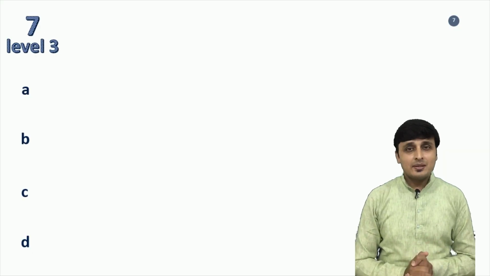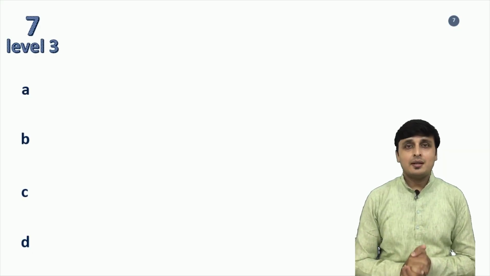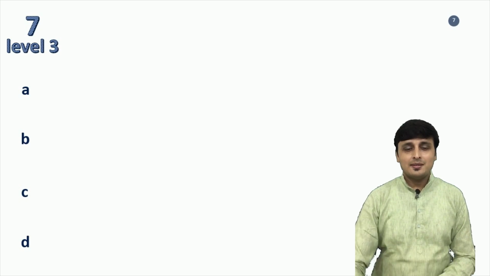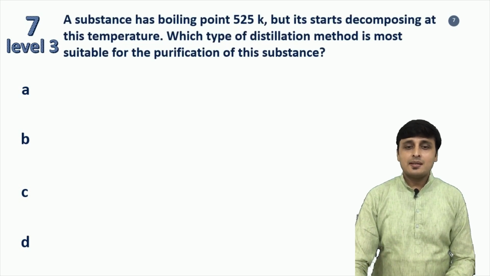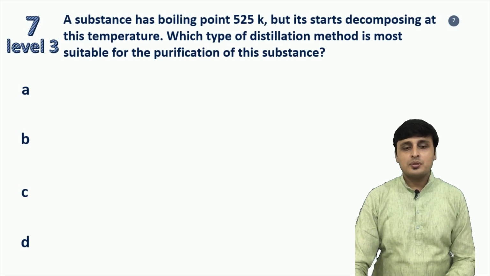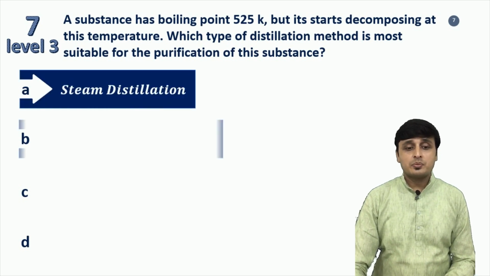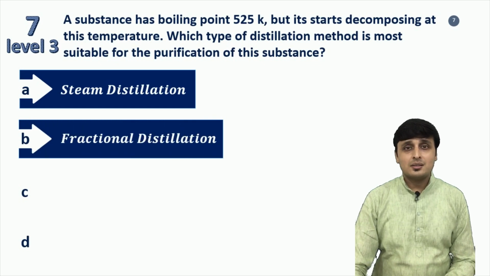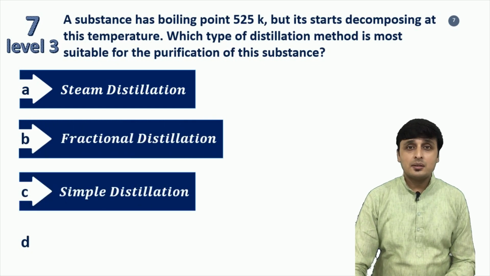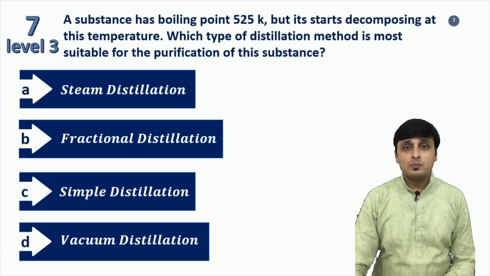Now presenting seventh question of the show, question 7, level 3, and the question is: a substance has boiling point 525 Kelvin, but it starts decomposing at this temperature. Which type of distillation method is most suitable for purification of this substance? Options are option A, steam distillation. Option B, fractional distillation. Option C, simple distillation. And option D, vacuum distillation.